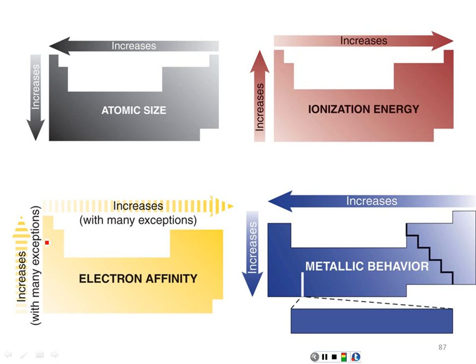So that's all we have for this lecture. Next lecture we're going to be moving on to Chapter 9. We're going to be talking about Lewis symbols and bonding, the particular bonding models such as covalent bonding, ionic bonding, and metallic bonding.